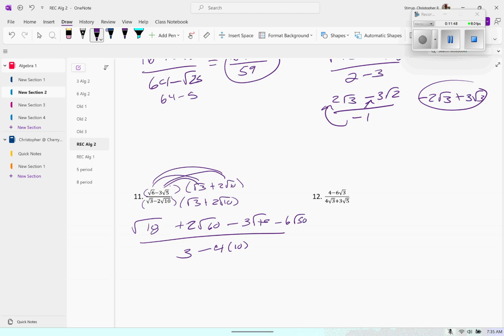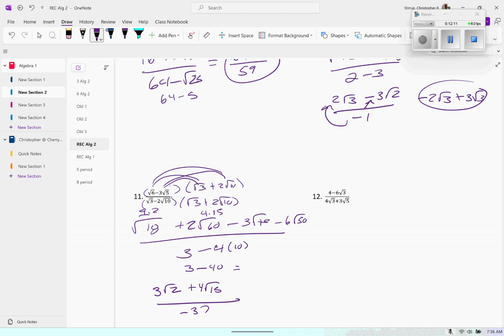So root 100 is 10. So on bottom, that's going to give me 3 minus 40. So that's going to give me negative 37 on bottom. On top, 18 breaks down to 9 times 2. Square root of 9 is 3, so I get 3 root 2. Root 60 is going to break down to 4 times 15. Square root of 4 is 2. Multiply to the outside, so that's going to be 4 root 15.